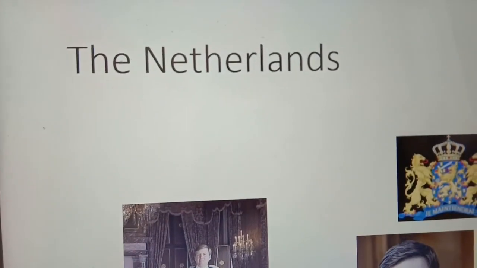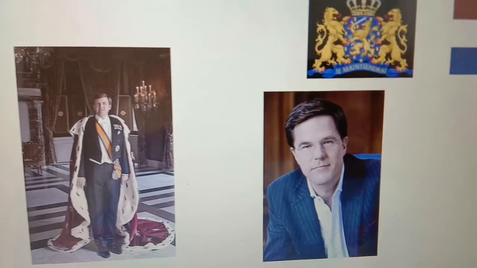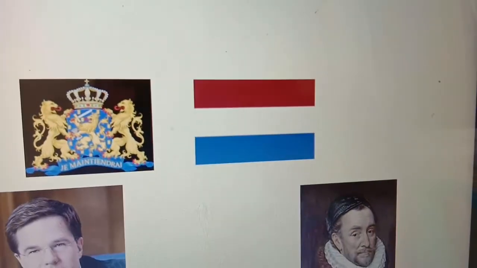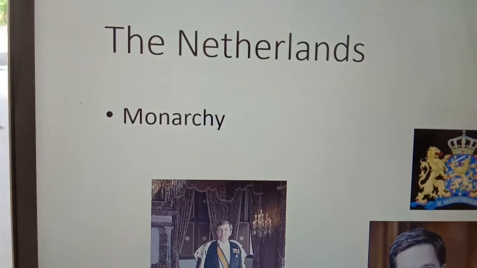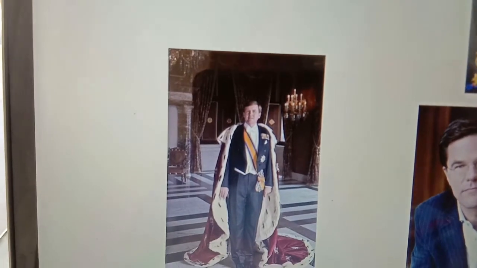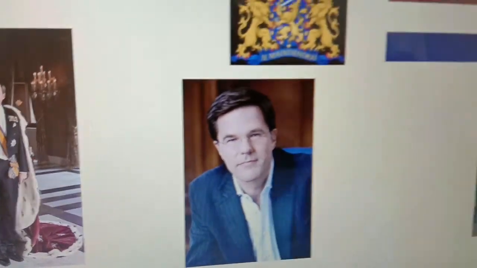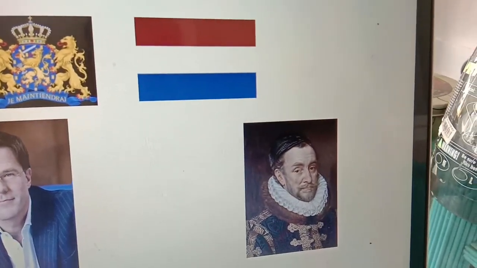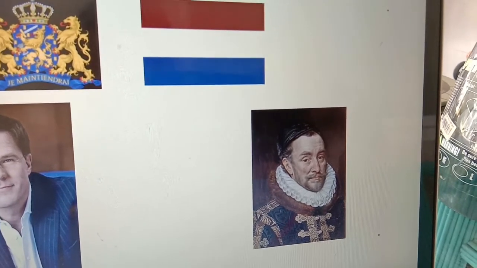The Netherlands, or Holland as it's sometimes called. Here are some people from their past and present. There's the flag there and the emblem. The Netherlands is a monarchy. So that is King William, who's now the monarch. I've forgotten the name of their Prime Minister, but then there's William of Orange, who also became the monarch of England when he married the Queen of England.